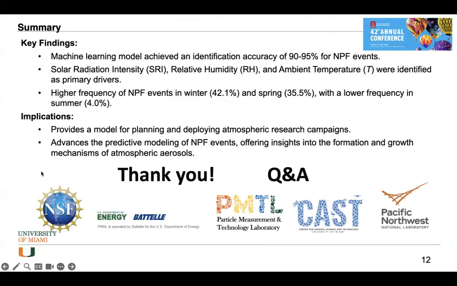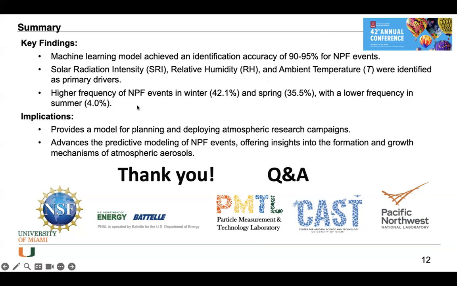And to summarize our work, using the machine learning model we can achieve an identification accuracy of 95% for the new particle formation event. We identify the primary drivers: solar radiation intensity, relative humidity, and ambient temperature are very important factors leading to new particle formation at SGP.